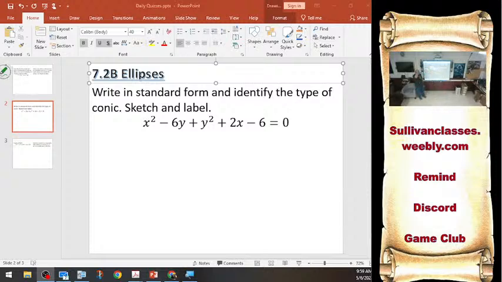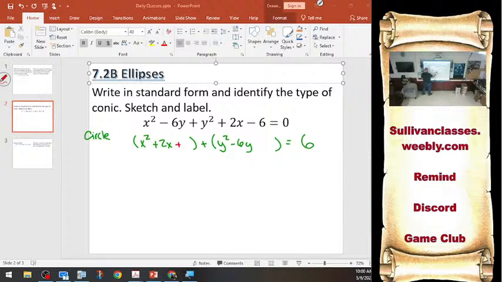I see two squared variables, and they have the same coefficients. So right out the gate, I know circle. So I will group x stuff plus 2x. I will group y stuff. And not x or y stuff goes to the other side. So complete two squares.